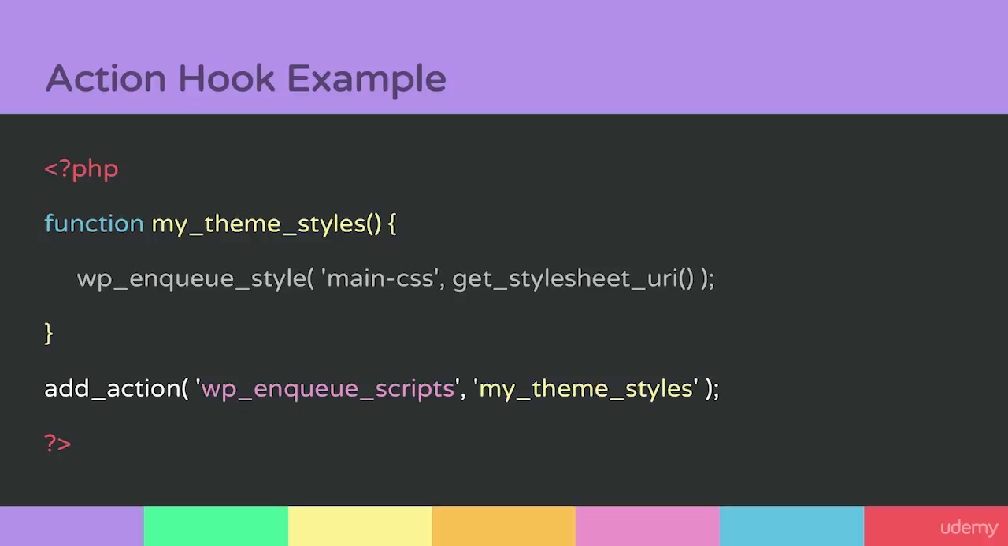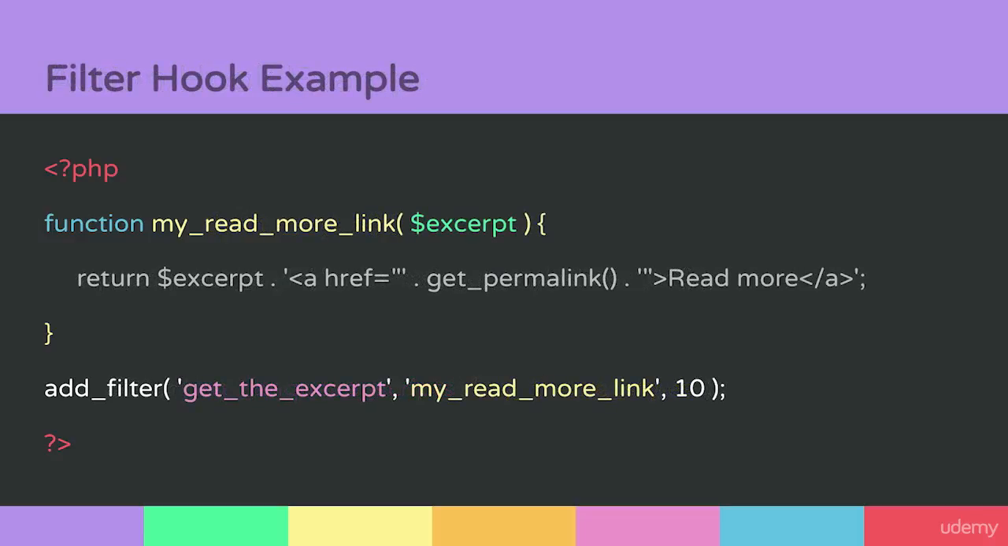So this is us taking an action when WordPress hits a certain event. WordPress is going to be at the point where it's figuring out what style sheets to include, and we're saying, hey, run ours. So that's an action hook example. Here's a filter hook example.